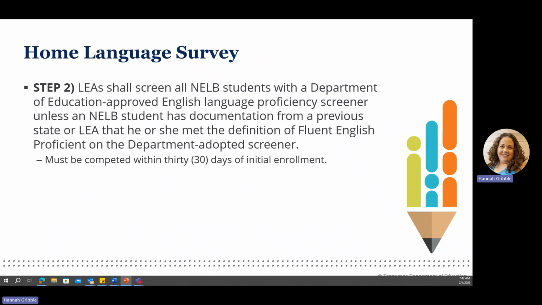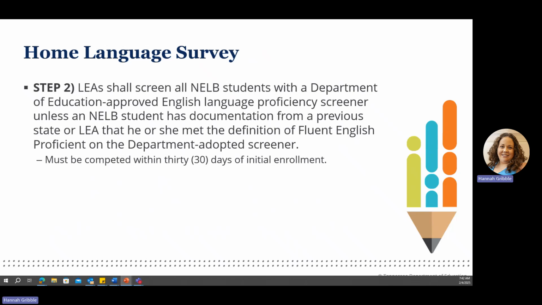Step 2 in the identification is that LEAs shall screen all non-English language background students with a Department of Education approved English language proficiency screener, unless an NELB student has documentation from a previous state that uses the same department approved English language proficiency screener, or a previous LEA, that he or she met the definition of fluent English proficient on the screener.